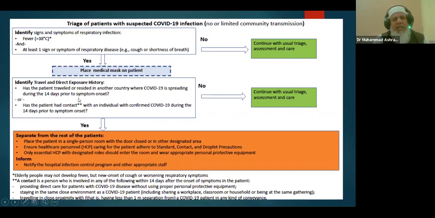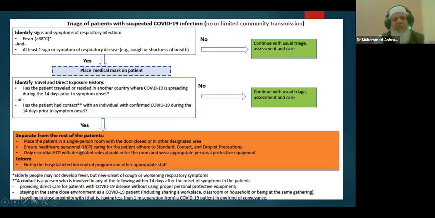The symptoms. And these are the patients who have a travel history and have had exposure to a COVID-19 patient. So what will we do with them? Separate them from the rest of the patients. This is the main aim of the triage process. Place the patient in a single person room with the door closed, or in other designated areas if we do not have enough closed door rooms.